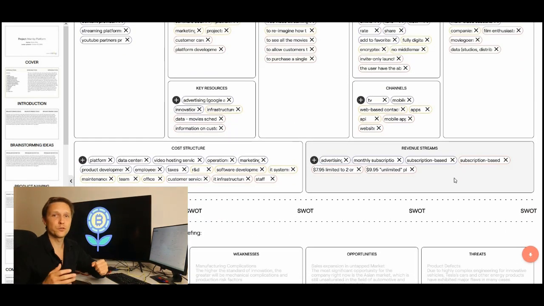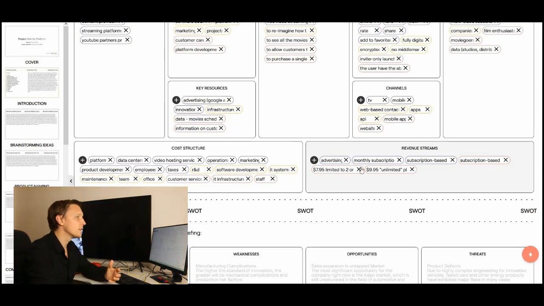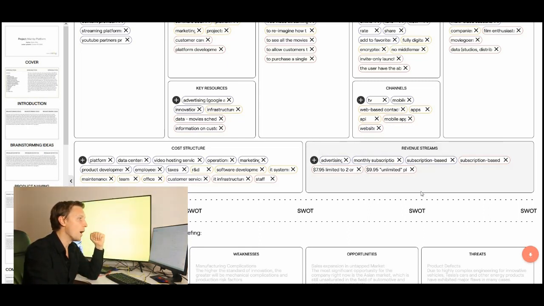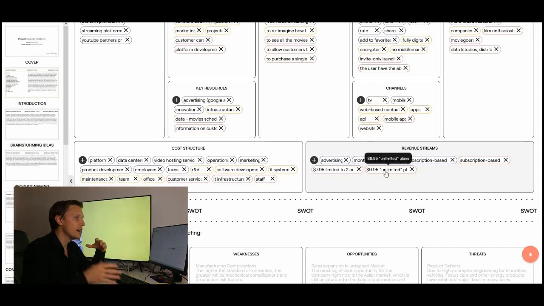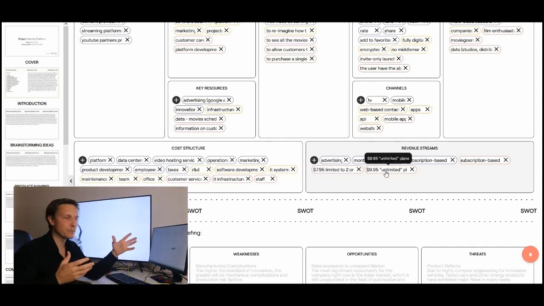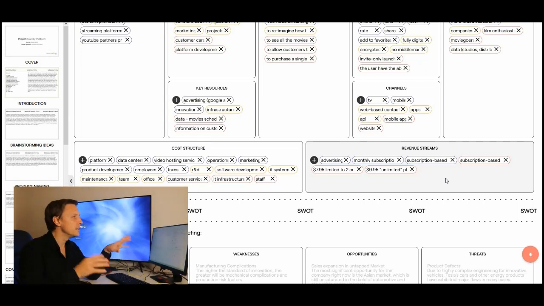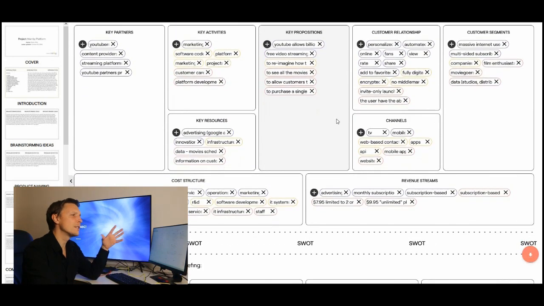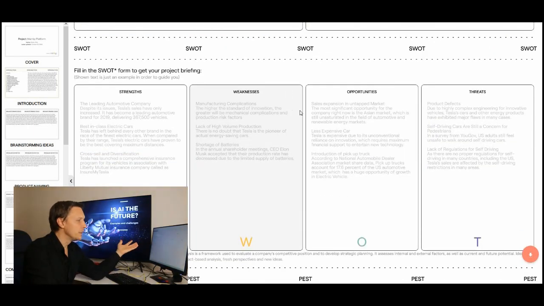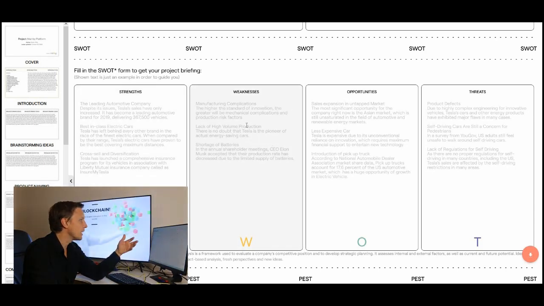Or possible revenue streams, and this is really interesting, because it's not only advertising, this is obvious, but why not subscription-based? Why not something like a $9.95 unlimited plan? Or why not a monthly subscription, $10, for example? So you see, you get some quite good ideas to fill out this business canvas. This is something you should do anyway when you're starting a new business. And then the program really didn't help me at all again, because the SWOT analysis, you have to do it yourself. It doesn't help you here.